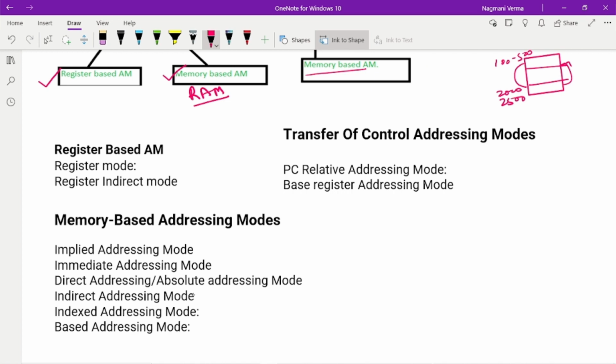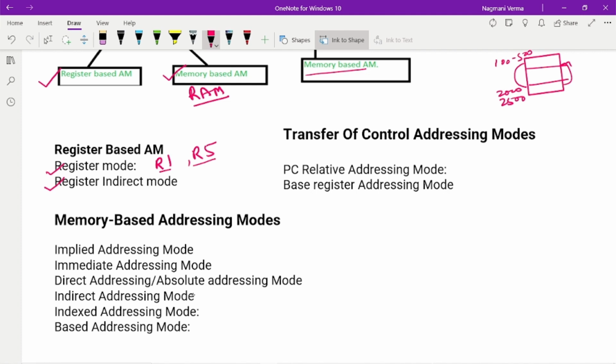So first, there are two addressing modes based on the register. One is the register mode, that is direct, and another is the register indirect mode. In register direct mode, it is simple. We just give the register, for example R1, or R5. So we are simply giving the register, and it will take the data mentioned in this register directly. So the register has the data directly.